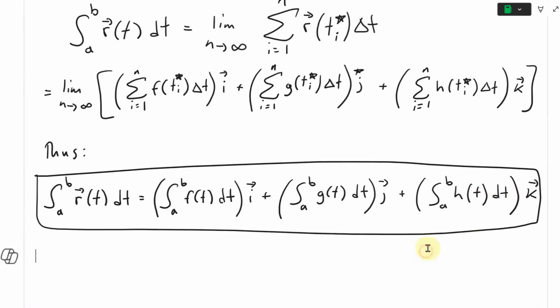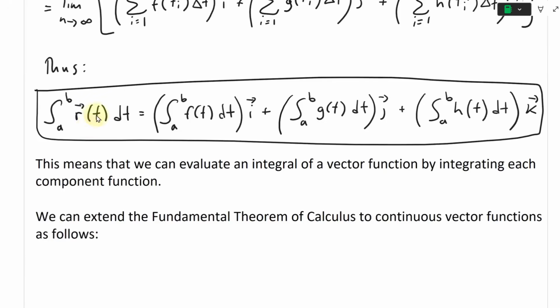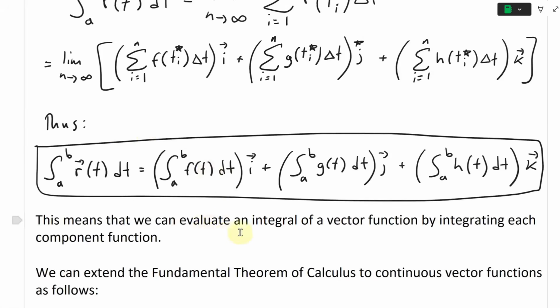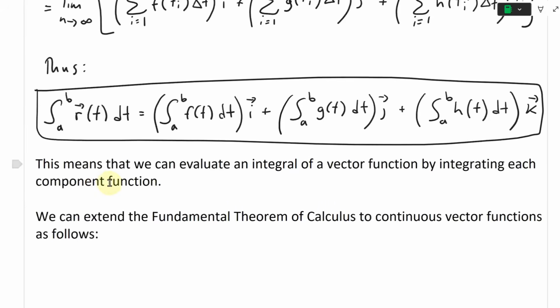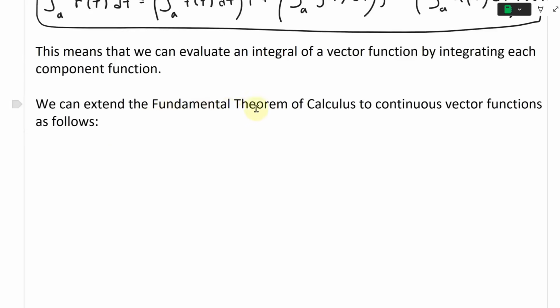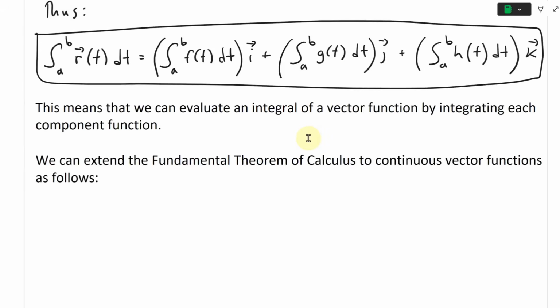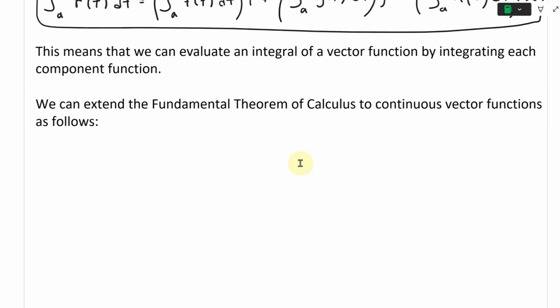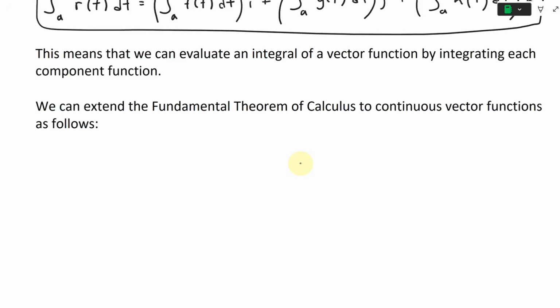Basically, the integral of a vector function is just the integral of its components. And this means we can now evaluate an integral of a vector function by integrating each component function. We can extend the fundamental theorem of calculus to continuous vector functions as follows. If it's continuous, there are no breaks in between. So we can extend it into a setup like this.